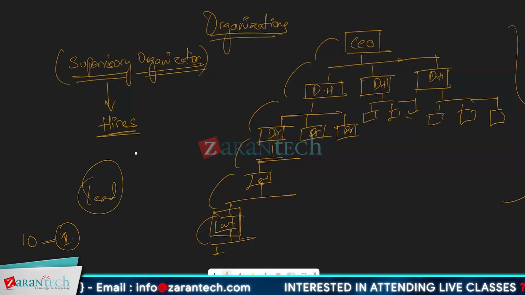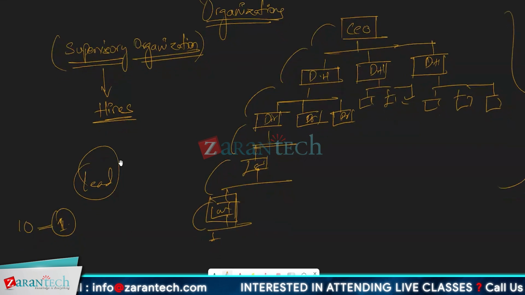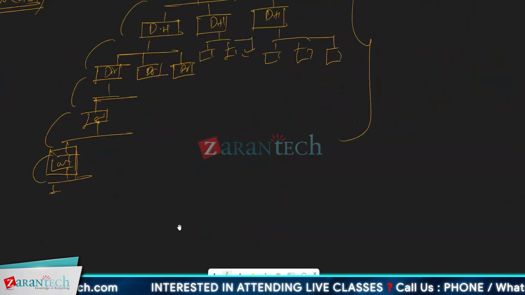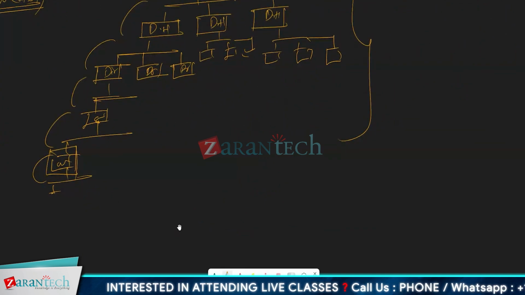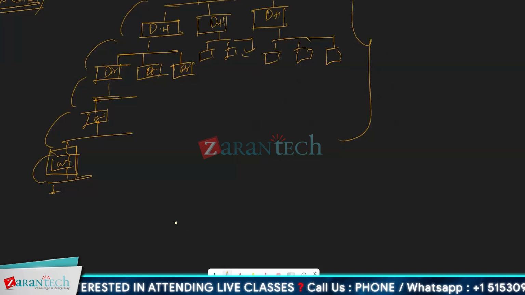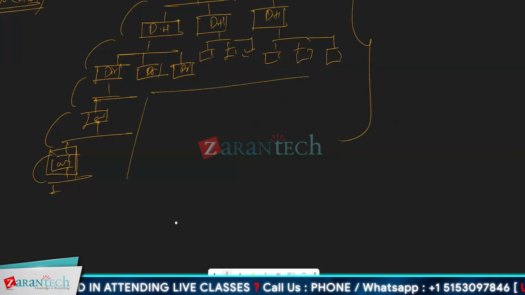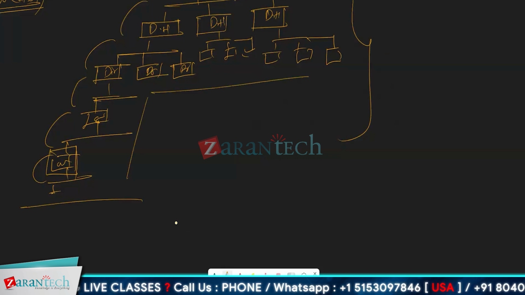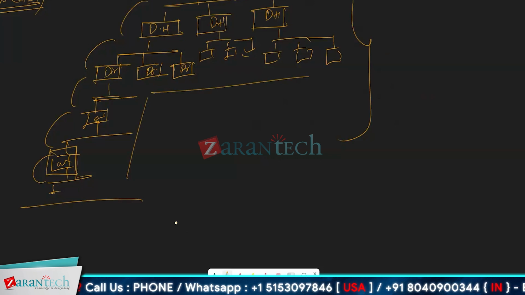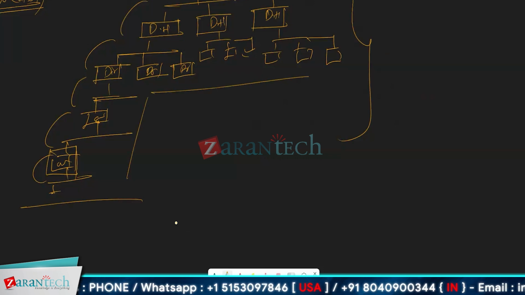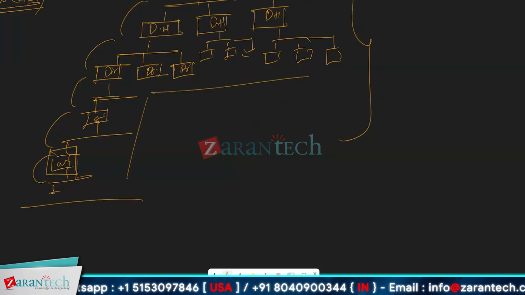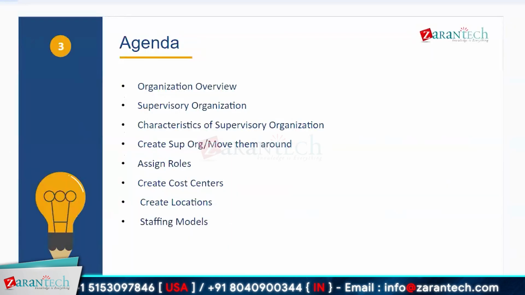So when you are setting up Workday, especially when you are helping a client with the supervisory org structure and designing the supervisory org, you have to first understand what their current reporting structure looks like, how many managers they have, how many people report to whom, and based on that you have to determine how many supervisory orgs you need to create. Okay, so let us get into the tenant and start creating a supervisory org. So today we'll be discussing these details.